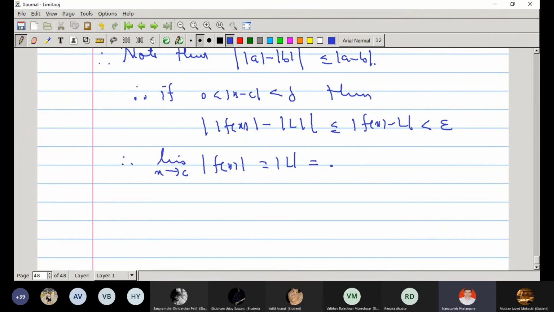Therefore, the limit as x tends to c of the absolute value of f(x) is equal to the absolute value of the limit. But what is L? It is the limit as x tends to c of f(x). What does it mean? The limit of the absolute value is the absolute value of the limit, right?